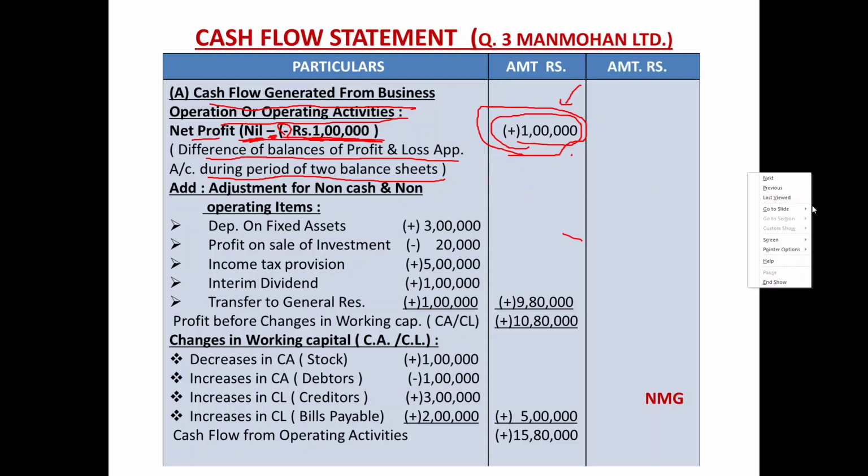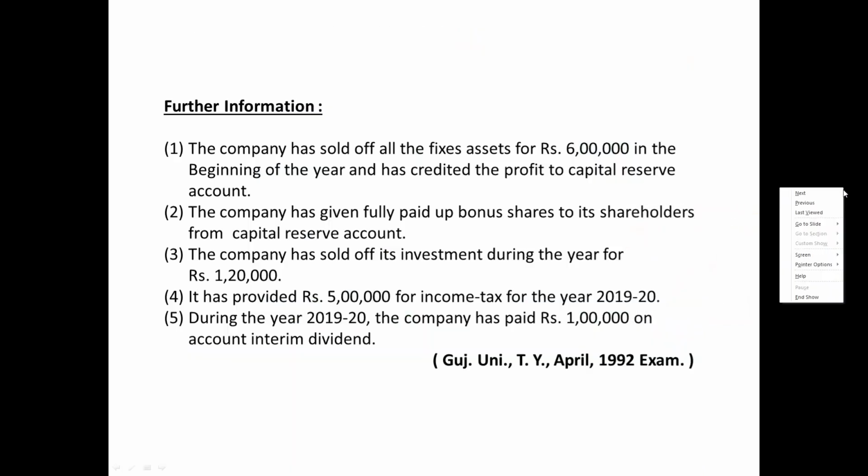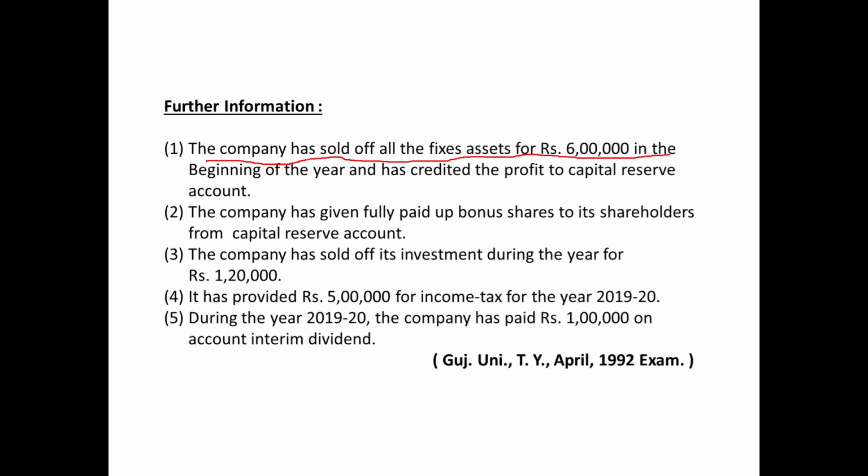Let us verify the additional information of the question. Point number 1. I am reading it. The company has sold off all the fixed assets for rupees 6 lakh in the beginning of the year. See, these words are very important. Sold off all the fixed assets, all the fixed assets in the beginning of the year, and has credited the profit to capital reserve account.